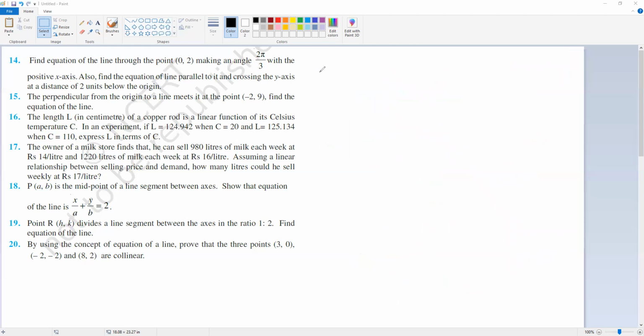Okay. Next question, 15. The perpendicular from the origin to the line meets it at minus 2 comma 9. So minus 2 comma 9 is in the second quadrant. So the line will be like this. This is your line. If you draw a perpendicular from the origin, this is the perpendicular from the origin, and it meets the line at minus 2 comma 9.